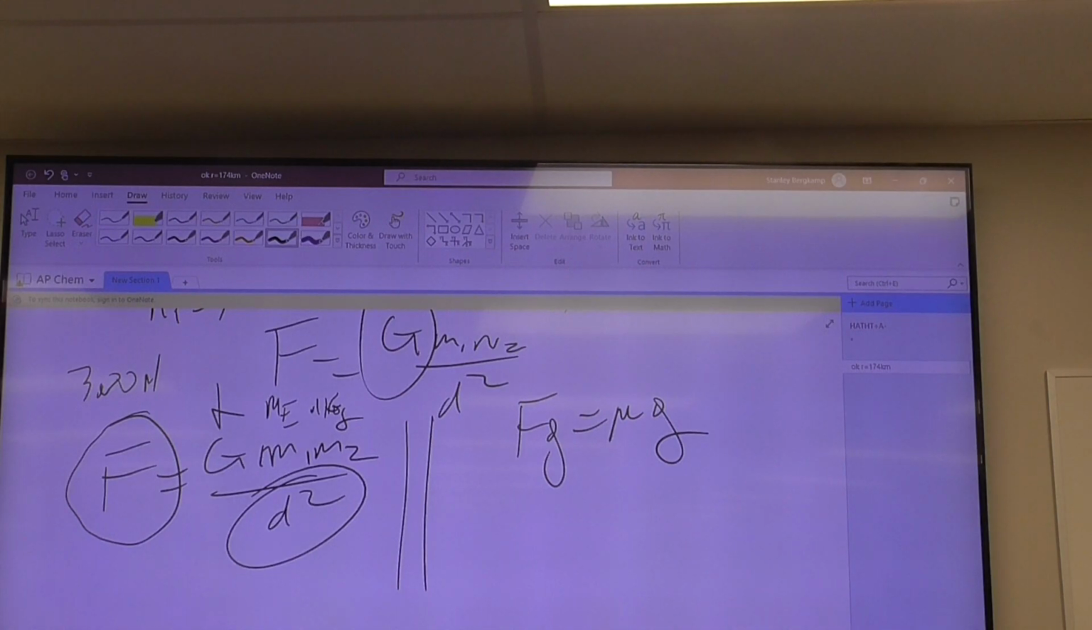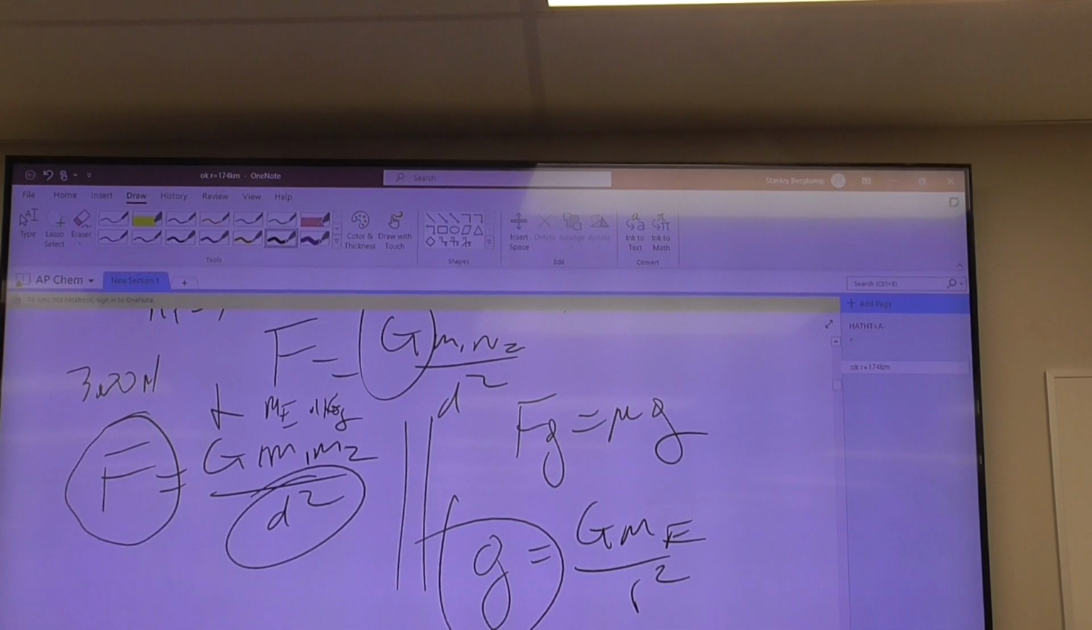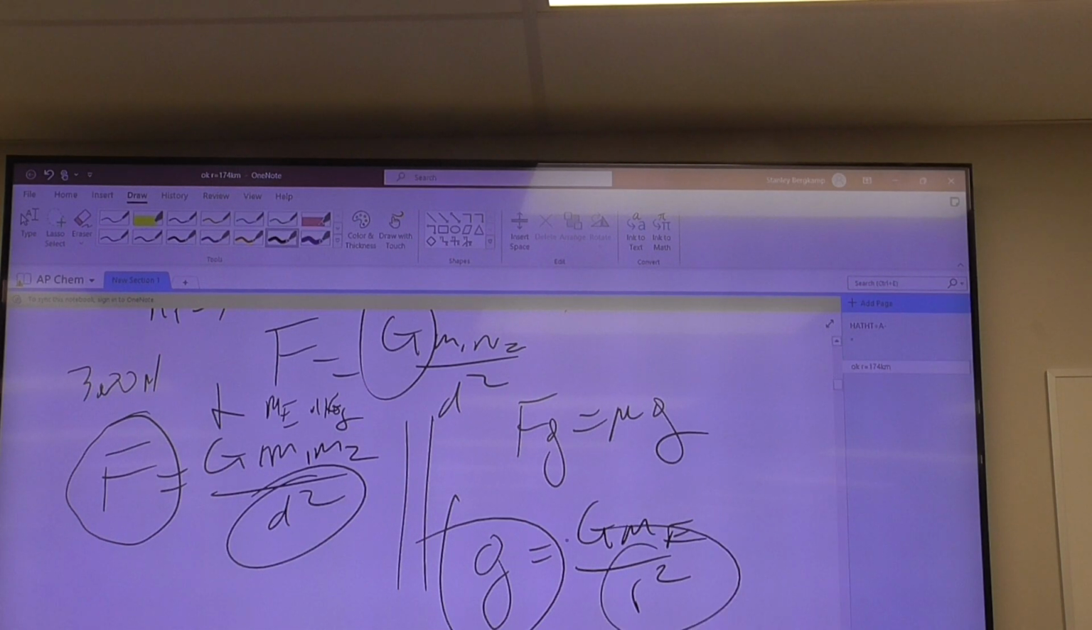So the other option is that you go little g equals big G, mass of the earth over r squared. What do you want little g to equal? 3 meters per second squared. You know what the mass of the earth is, you got that number, you know what big G is, solve for r. Either way.